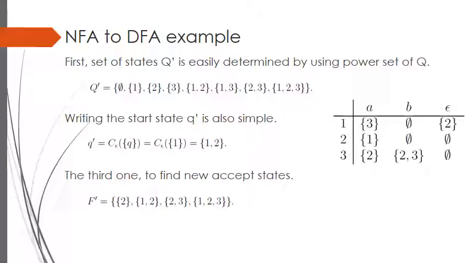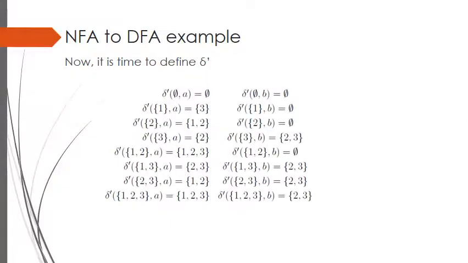The third one is to find new accept states. Here we can again look at the table. We know that the state 2 is the only accept state in the NFA. Therefore in the set Q' we mark all new elements which contain 2 as the accept state. Now it is time to define δ'.